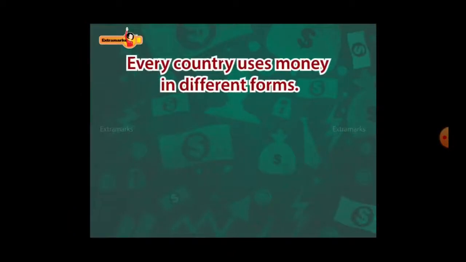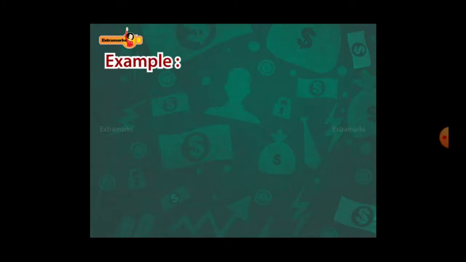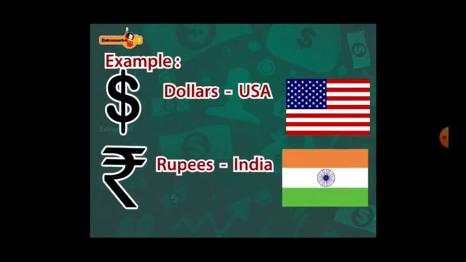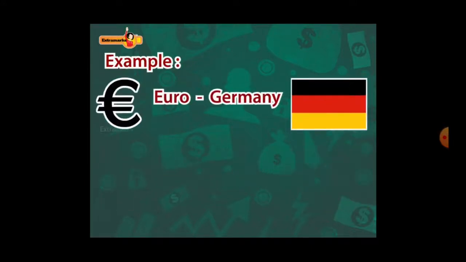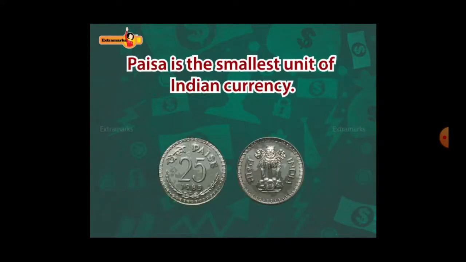Every country uses money in different forms. These forms are called currencies. For example, in the USA, you have dollars, and in India, we have rupees. Like Germans use euro and pound is used in England. Paisa is the smallest unit of Indian currency.